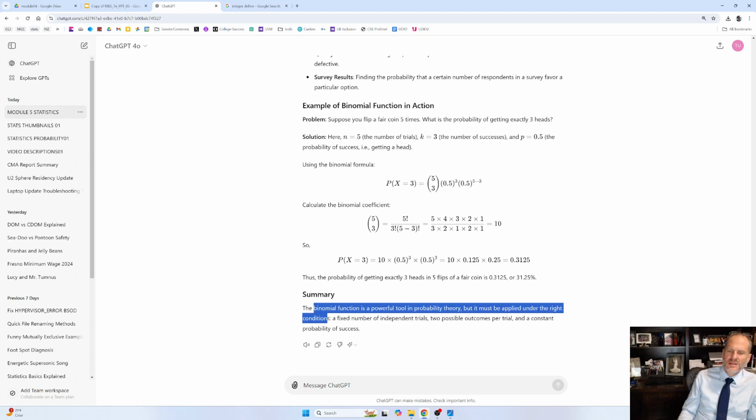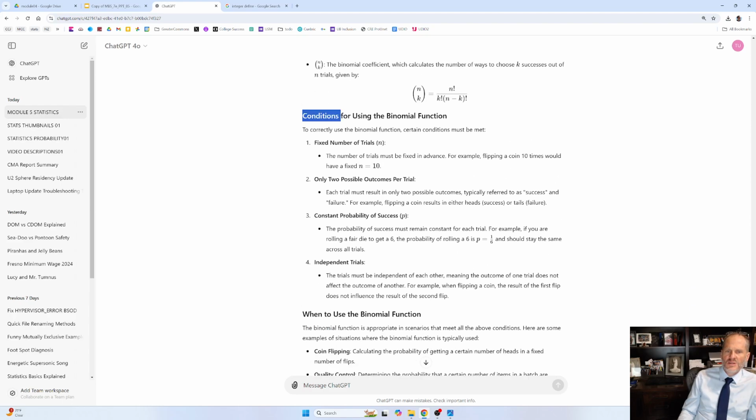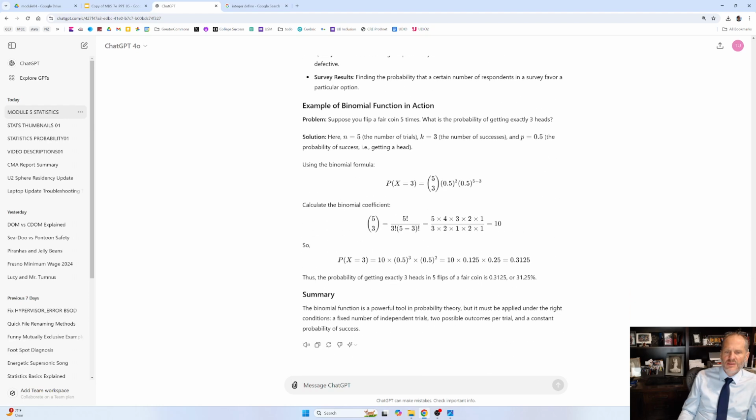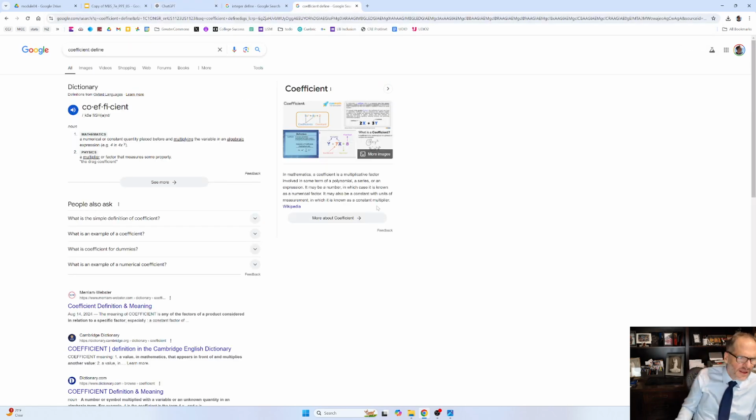By summary, the binomial function is a powerful tool in probability theory, but it must be applied under the right conditions. A fixed number of independent trials, 2 possible outcomes per trial, and a constant probability of success. So there are certain conditions under which you can use the binomial function, and we saw that in an example. And we also learned that you have to do this coefficient. Like, I'm going to define coefficient, right? Like, what's a coefficient?